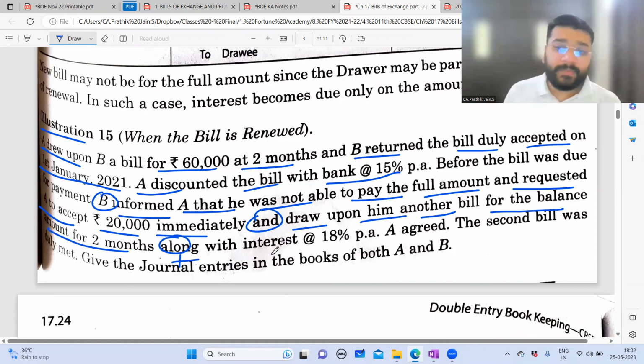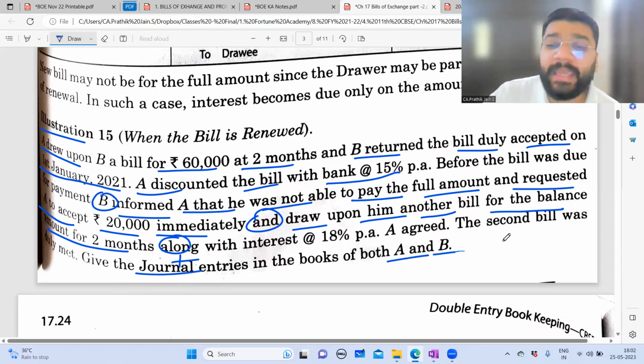A agreed to it. The second bill was duly met, which means the old bill was cancelled and a new bill prepared, and that new bill was properly met. Give the journal entries in the books of both A and B.